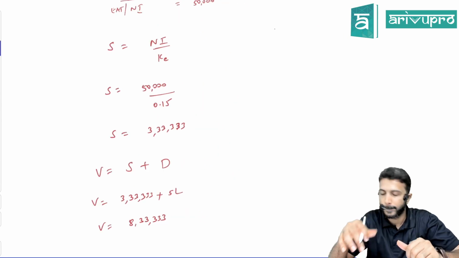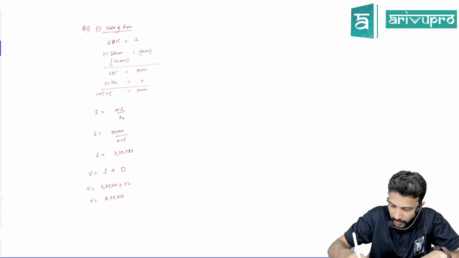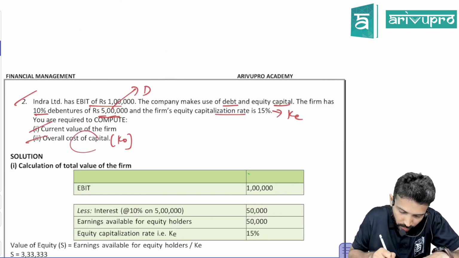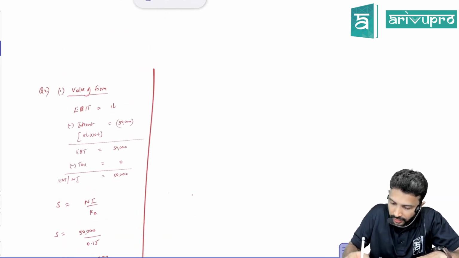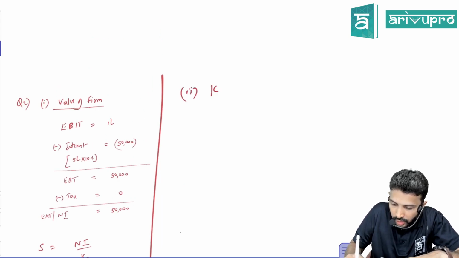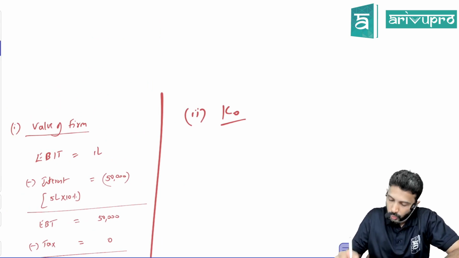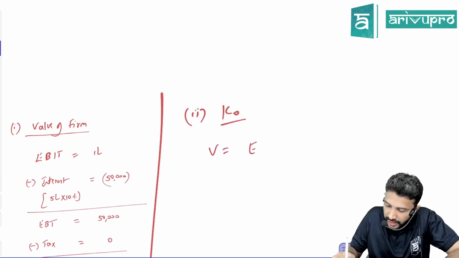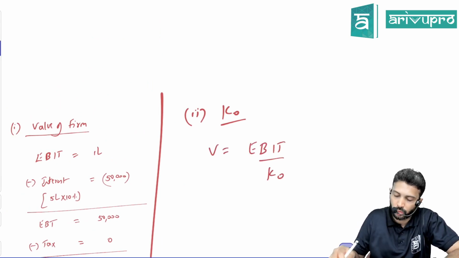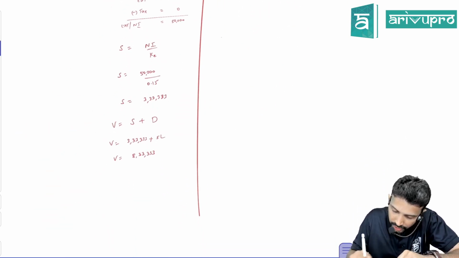Finished off. Okay, what is the next requirement, sir? After value of the firm, we want overall cost of capital, which is KO. Sir, which formula uses KO? Value of the firm, which is nothing but EBIT divided by KO. Do you know the value of the firm? Yeah, just now we have got it.